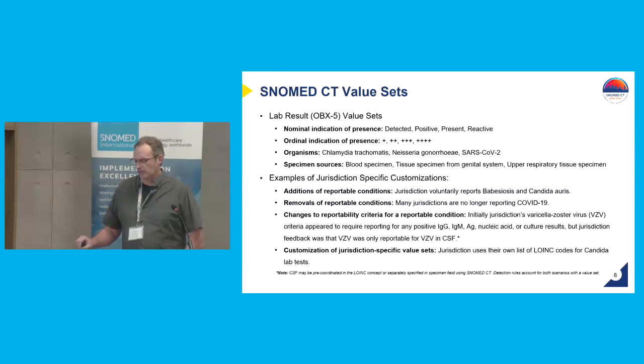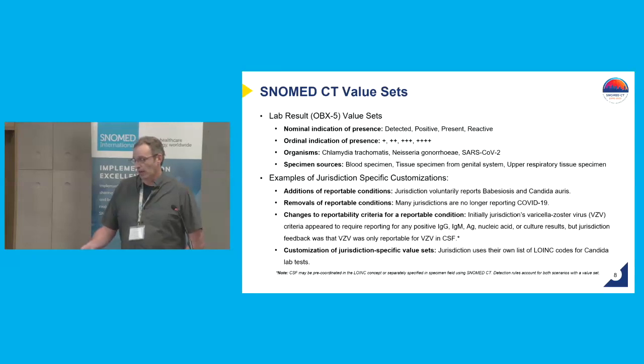The examples of the jurisdiction-specific customizations, and I think when you're in the standard space, you never like to hear that, right? There are the additions of reportable conditions. So one jurisdiction voluntarily reports babesiosis and Candida auris, right? So that's an addition to the national requirements. So those concepts had to be added to the value sets for that jurisdiction. Removal of reportable conditions: many jurisdictions, as I mentioned earlier, no longer report COVID-19. And this is a case where the jurisdiction really does not want to see those records, right? They don't want them reported.